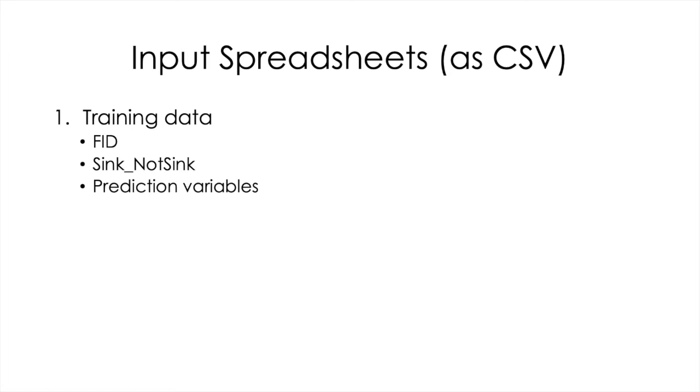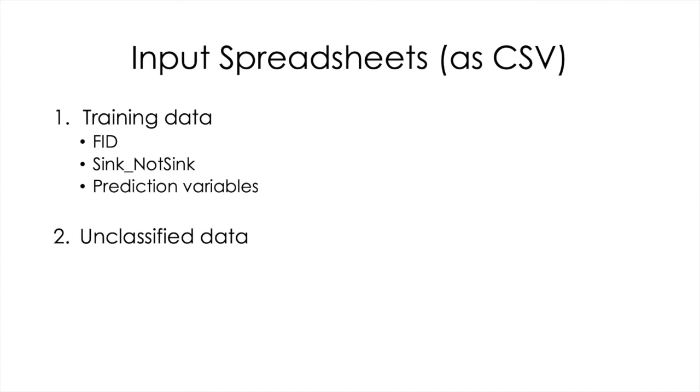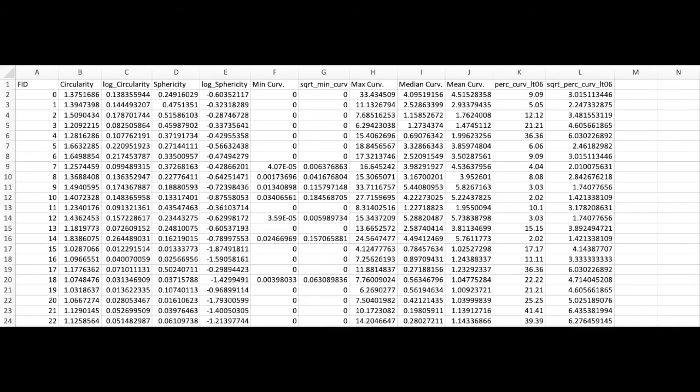Note that the code is expecting to see the sink not sink heading that you see here. Following that should be columns with each of your prediction variables. Here is an example. The second input file contains the new data that you wish to classify. The columns are the same, with the exception that there is no sink not sink column. Here is an example.